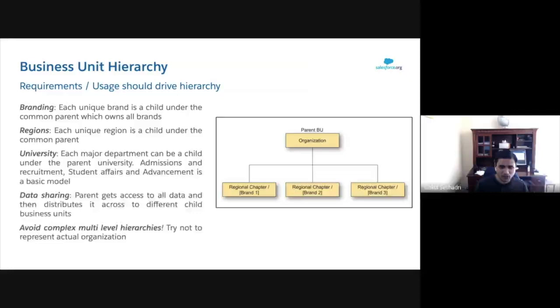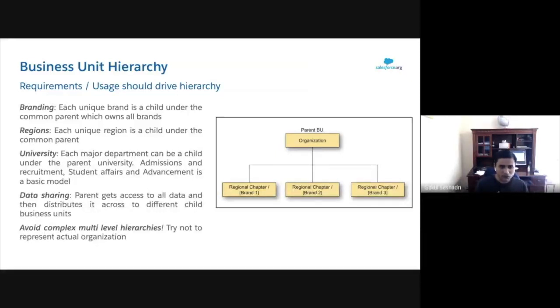It's also possible that your organization is international, or you could have multiple regional chapters within a specific region and specific country, and then you want to evolve region level chapters or something like that, and you want to give isolated and unique experience to each of these regions. So in this case, each of your regions would correspond to one business unit and so on.